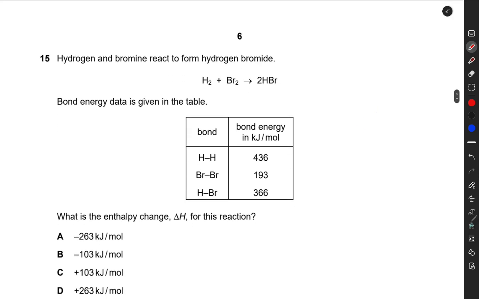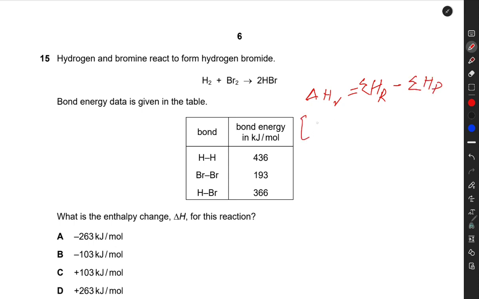Question number 15, hydrogen and bromine react to form hydrogen bromide. Bond energy data is given in the table. H2 plus Br2 gives 2HBr. H-H bond is this, Br-Br bond is this, and H-Br. We know that delta H reaction is equal to the sum of bond energies of reactants minus the sum of bond energies of products.